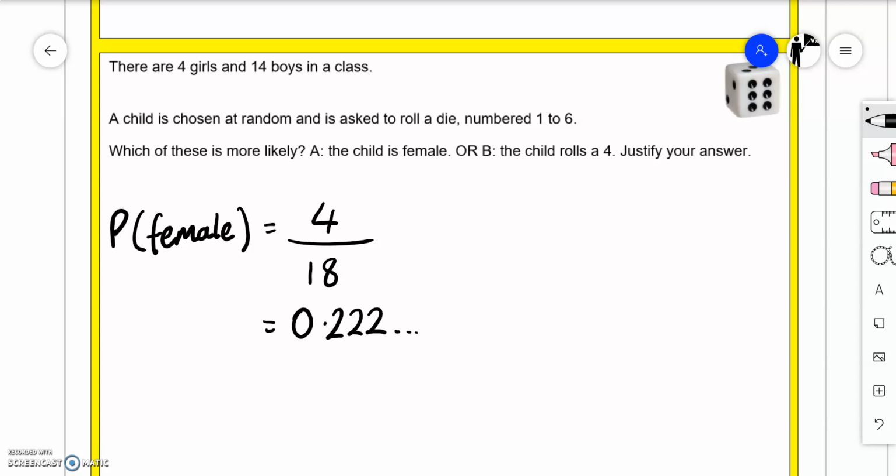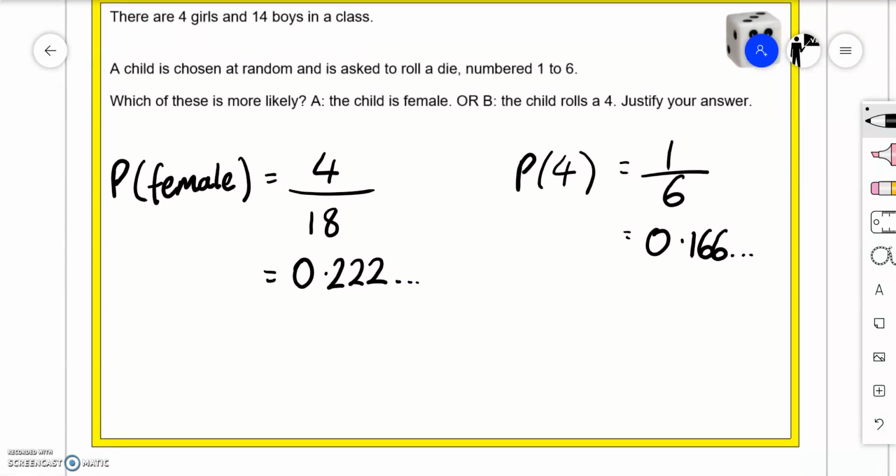0.222. Now if we have a look at the dice roll, we want to figure out the probability of rolling a 4. So there's 6 outcomes altogether and there's 1 four. So the probability of rolling a 4 is 1/6. And 1/6 is 0.166. So which of these is more likely? We need to compare these decimals, and this decimal is clearly bigger than this decimal. We need to make sure we've got the same number of decimal places.